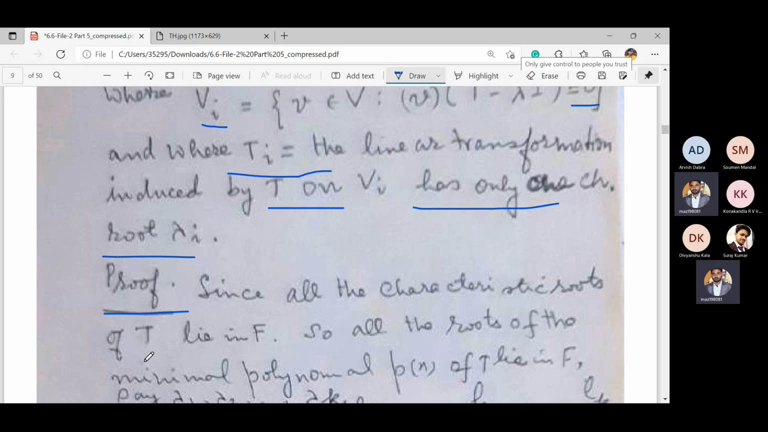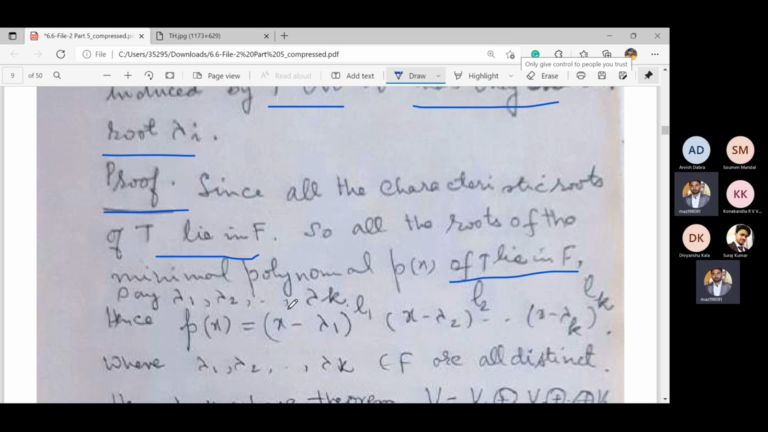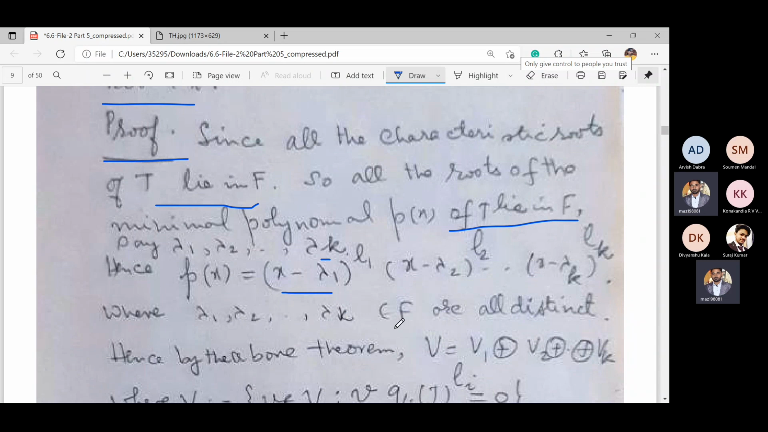Since all the characteristic roots of T lie in F, all the roots of the minimal polynomial p(x) of T lie in F, because the minimal polynomial has all the roots of the characteristic polynomial, with different multiplicities if possible. So lambda 1, lambda 2, up to lambda k. So p(x) equals (x minus lambda 1) raised to the power L1, (x minus lambda 2) raised to the power L2, and (x minus lambda k) raised to the power Lk, where lambda 1, lambda 2, lambda k are in field F and are all distinct. This means the minimal polynomial has its roots with different multiplicities.